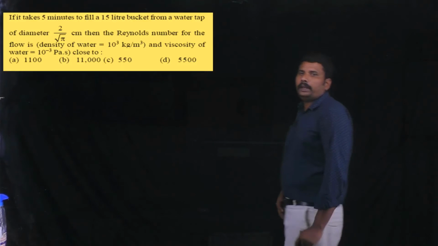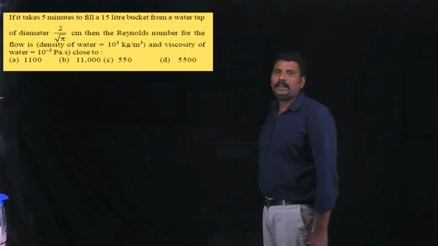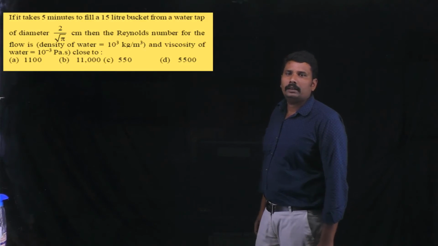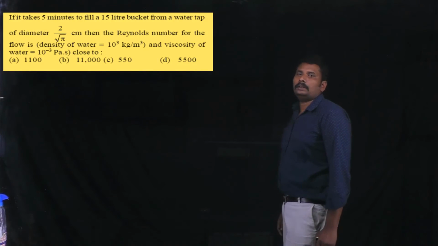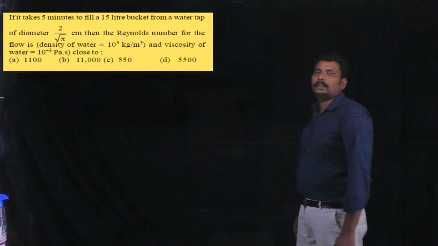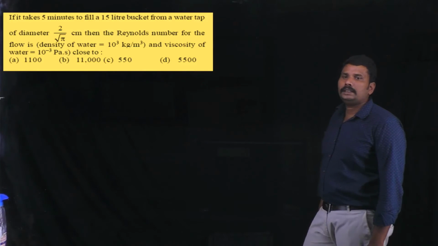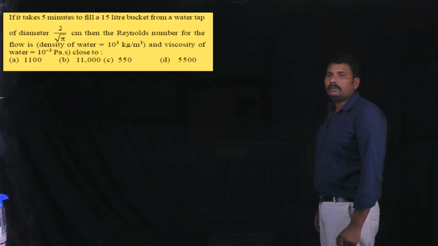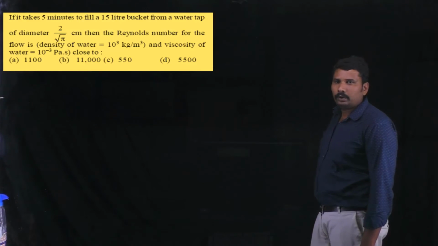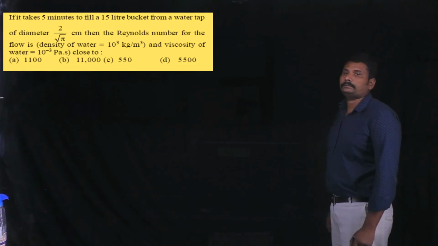If it takes 5 minutes to fill a 15-liter bucket from a water tap of diameter 2 by root pi centimeters, then the Reynolds number for the flow is, density of water is 10 cube kg per meter cube, and the viscosity of water is 10 power minus 3 Pascal second.